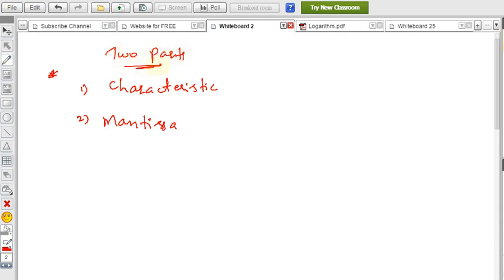So what are these two parts? Characteristic: the integral part of the logarithm is known as characteristic. Integral part. And mantissa is the decimal part in the logarithm of a number. So okay, example.